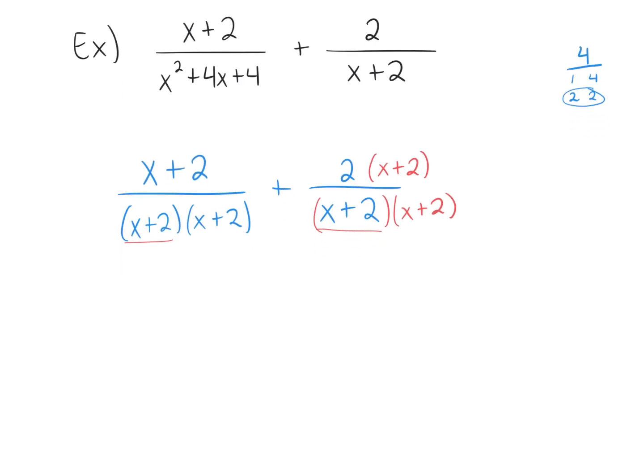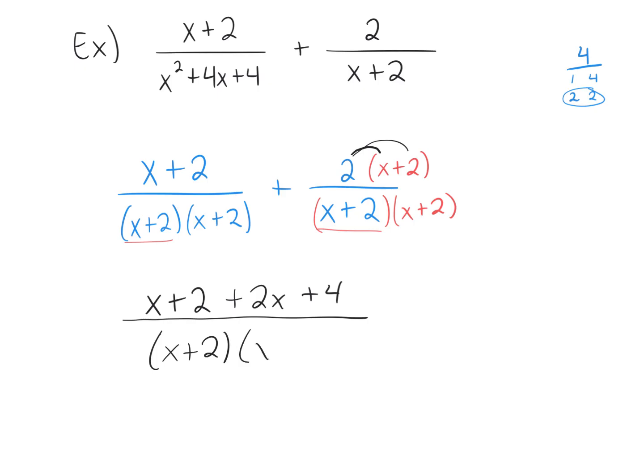Did anything happen to this numerator? No. So that one stays X plus 2. Did anything happen to this numerator? Yes. What do we have to do? We have to multiply. Distribute the 2, right? 2 times X is 2X. Yep, and then 2 times 2 is 4. And again, we're putting this into one fraction now. What is my denominator? X plus 2 times X plus 2.